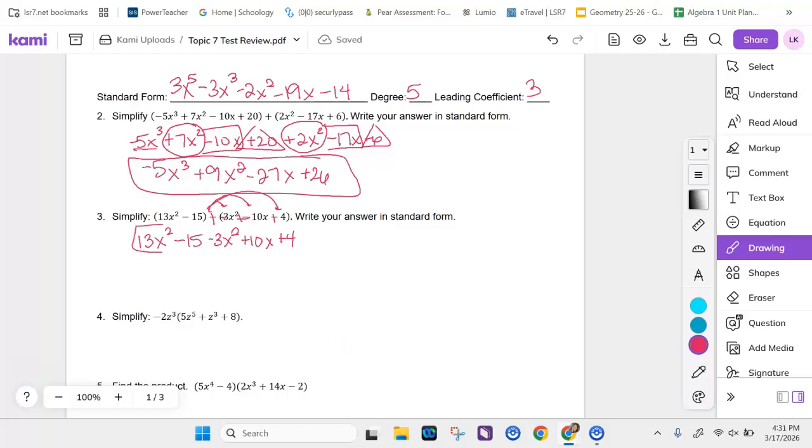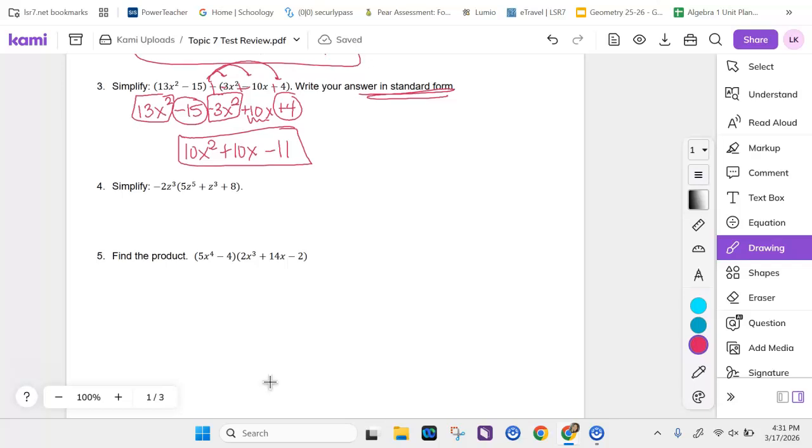Now we combine like terms. I have an x squared here and an x squared here. I have a constant, and then x. 13x squared minus 3x squared is 10x squared. Then I have plus 10x, because remember, standard form means it's the highest exponent to the lowest. Negative 15 plus 4 would be negative 11. And that would be your answer.